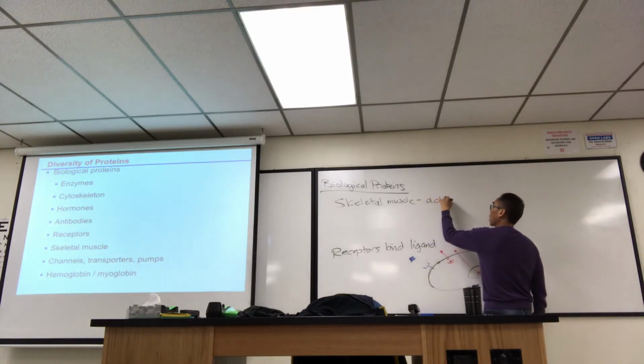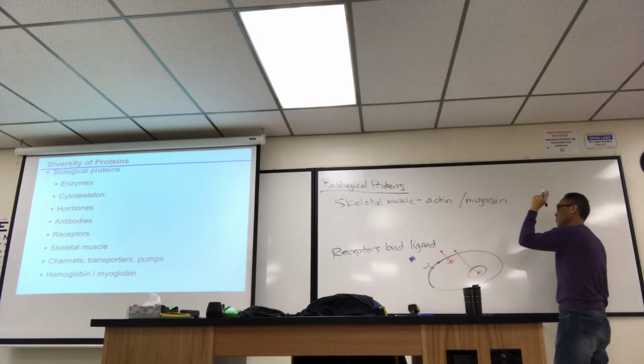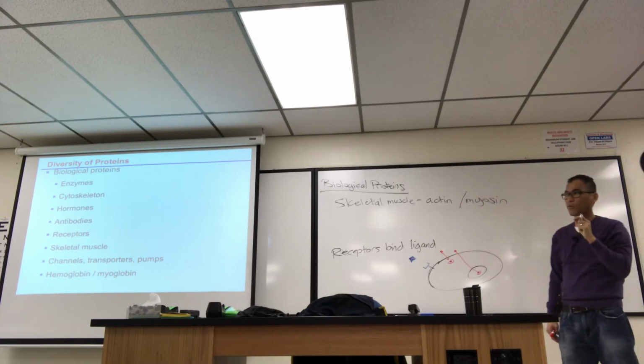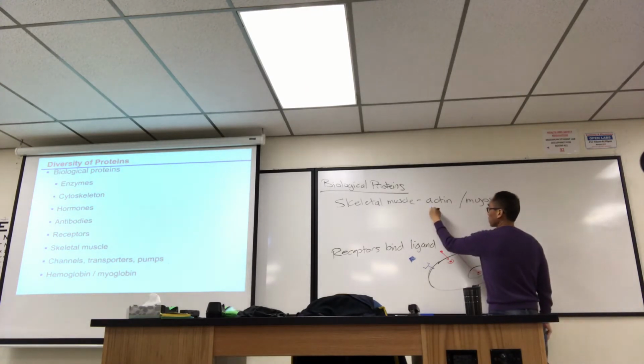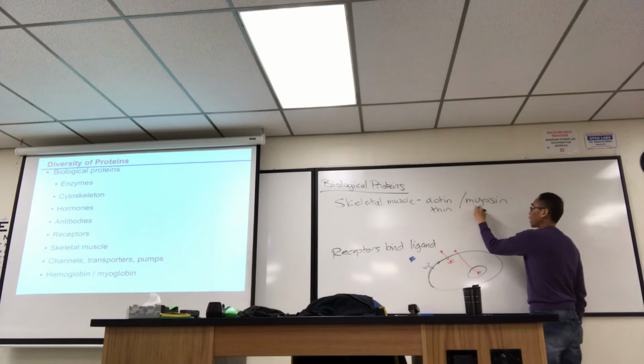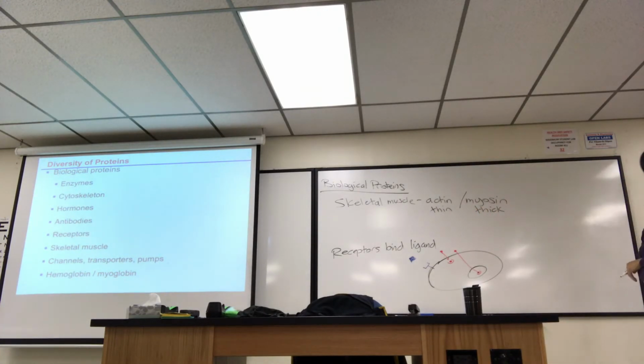Actin, myosin. These are thick filaments. These are thin filaments. Okay, you'll learn that later. Actin are the thin ones. Myosin, thick. That's kind of what your muscle's made of. Well, we'll get into what muscle is. It's chapter 9. All right.